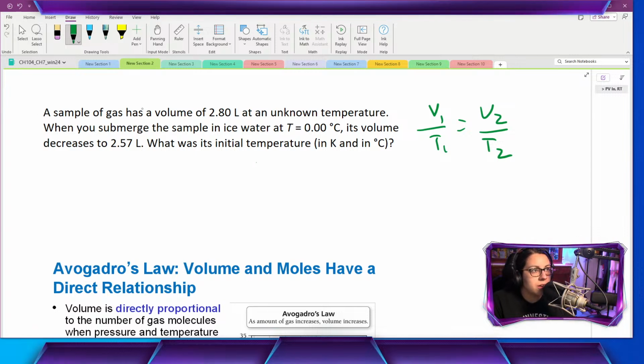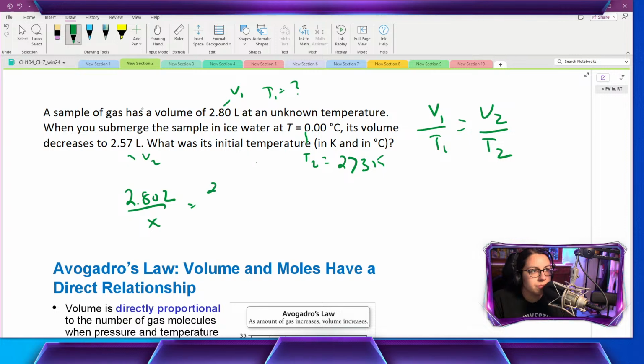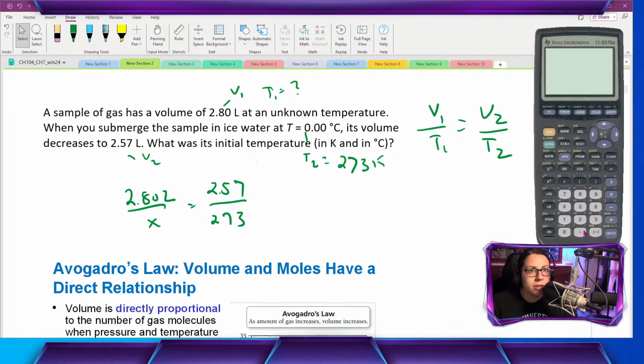And so again, just setting up what's what. So we have our V1 and we don't know our T1. And then we have V2 and we have T2. But then T2, we want to add 273, so it's in Kelvin. So that should be our T2. So now I'll just start setting up my equation, and then cross multiply and solve here, once I pull my calculator back up.